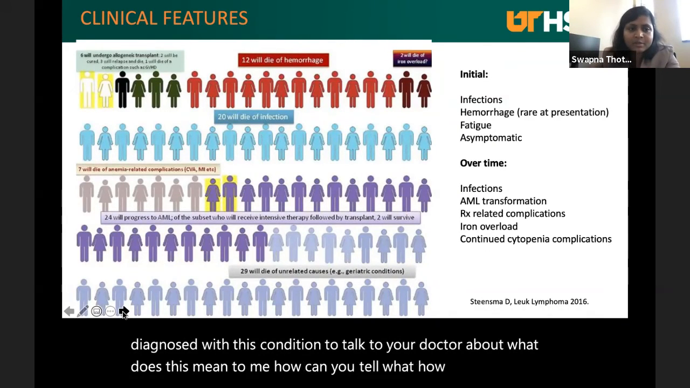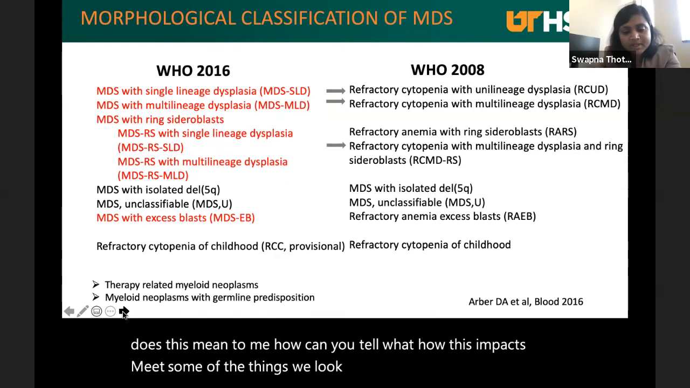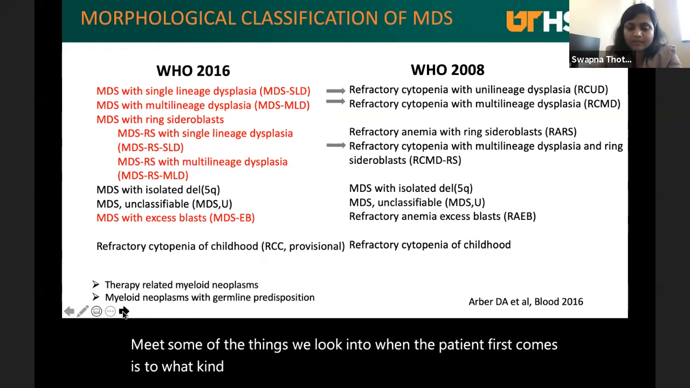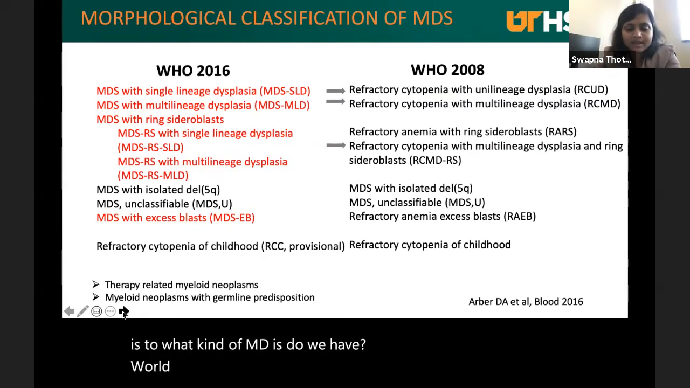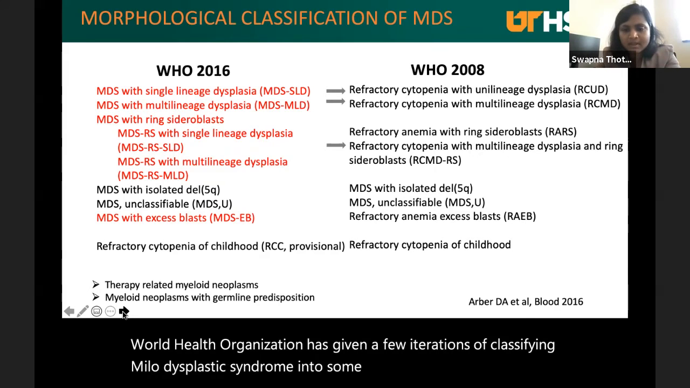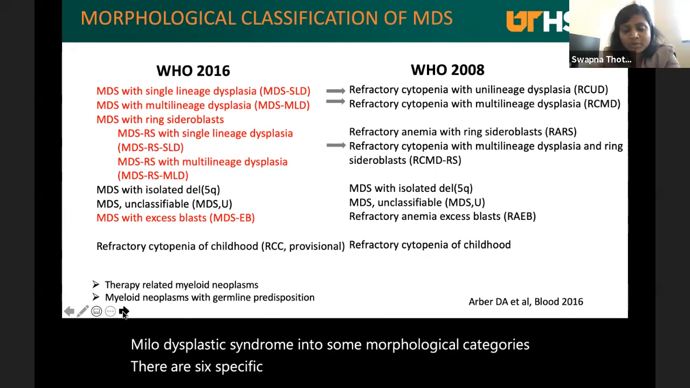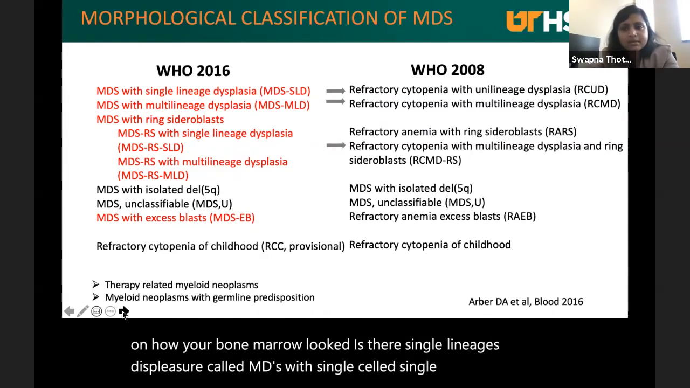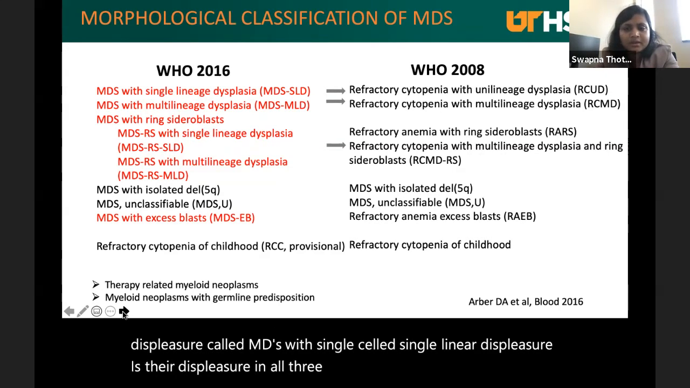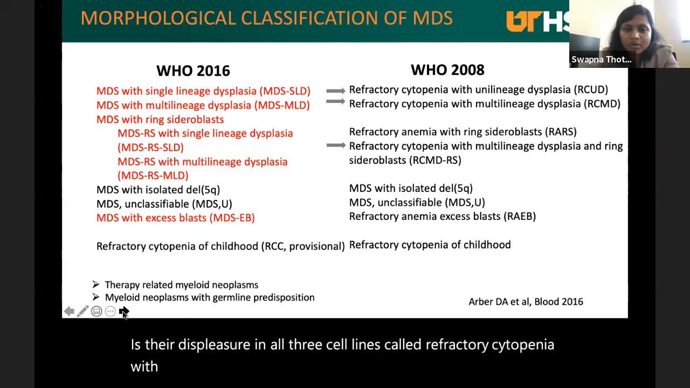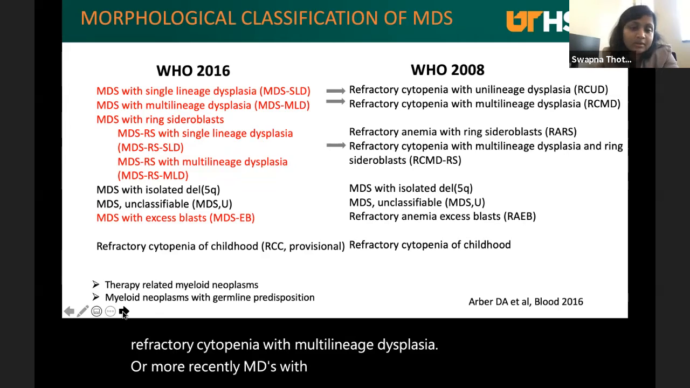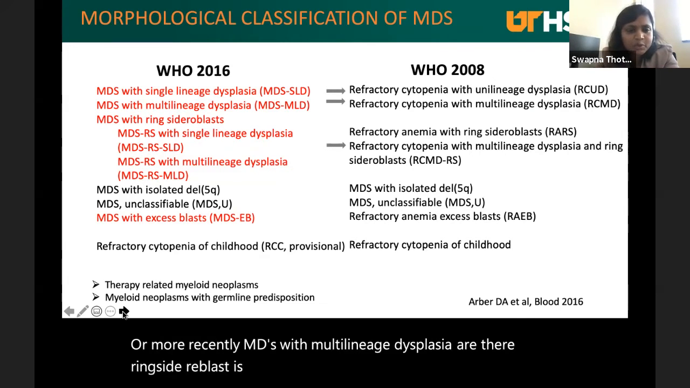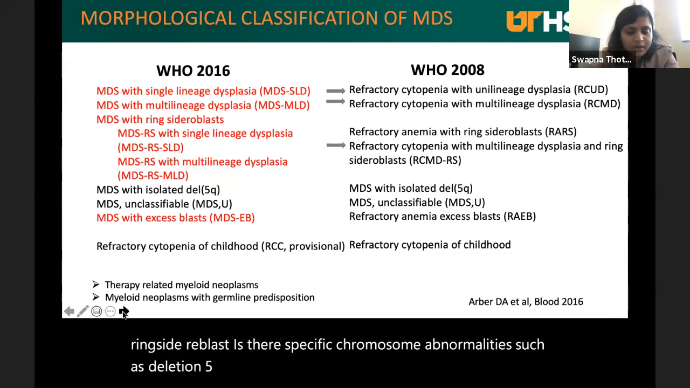Some of the things we look into when the patient first comes is what kind of MDS do we have? WHO, World Health Organization, has given a few iterations of classifying myelodysplastic syndrome into some morphological categories. There are six specific categories, and they used to heavily rely on how your bone marrow looks. Is there single lineage dysplasia, called MDS with single lineage dysplasia? Is there dysplasia in all three cell lines, called refractory cytopenias with multilineage dysplasia, or more recently, MDS with multilineage dysplasia? Are there ring sideroblasts? Are there specific chromosomal abnormalities such as deletion 5q, or are there excess blasts?